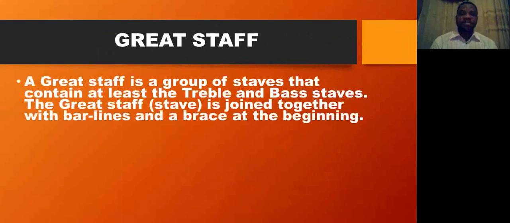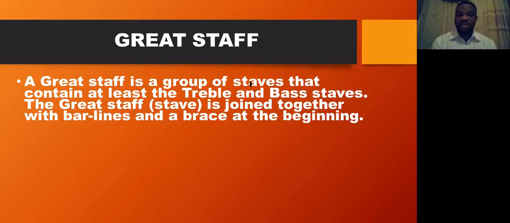Now let's go fully into the lesson. A great staff is a group of staves that contain at least the treble and bass staff. Now take note of this. The great staff is a group of staves. Staff is either singular or plural, but in this case, stave, S-T-A-V-E, is singular. By the time you add S, you have the plural. So a great staff is a group of staves.